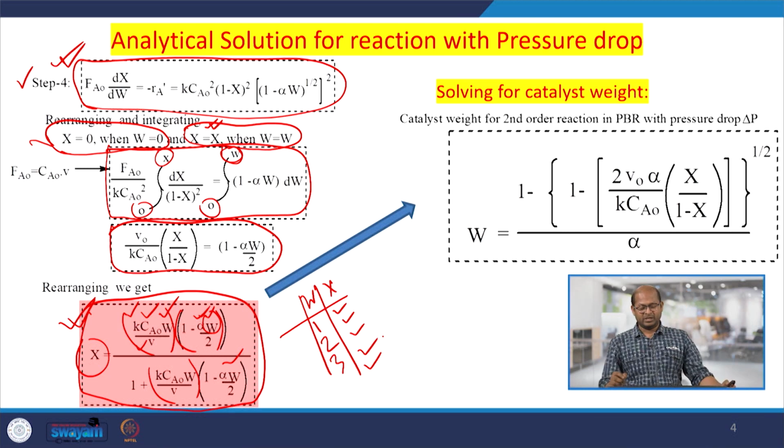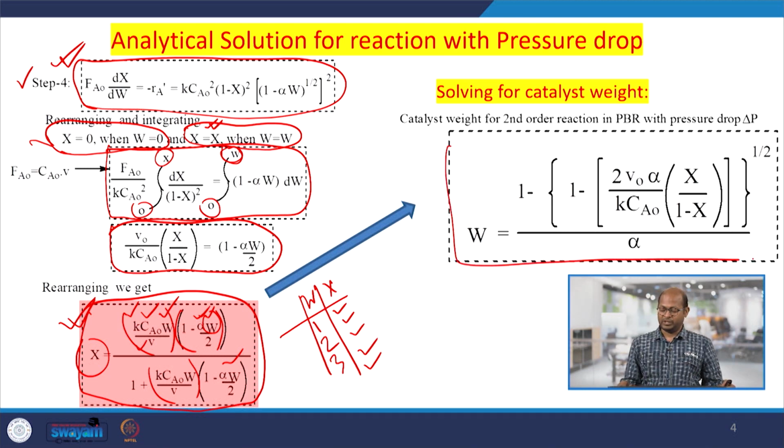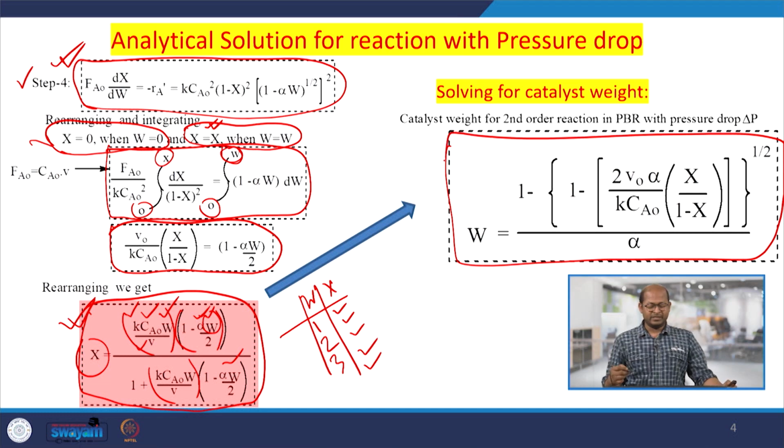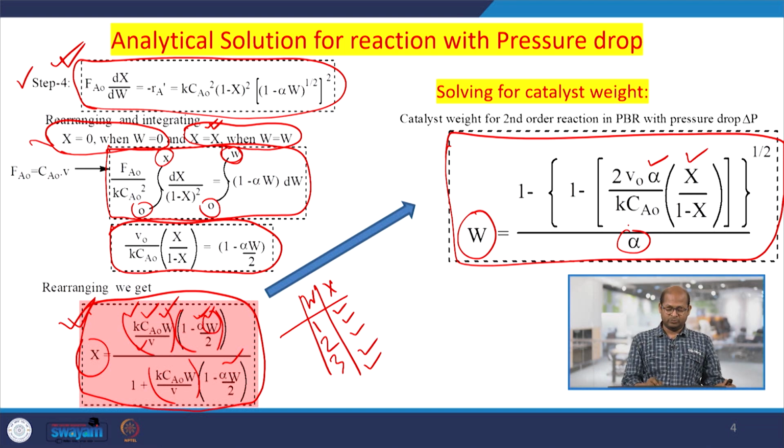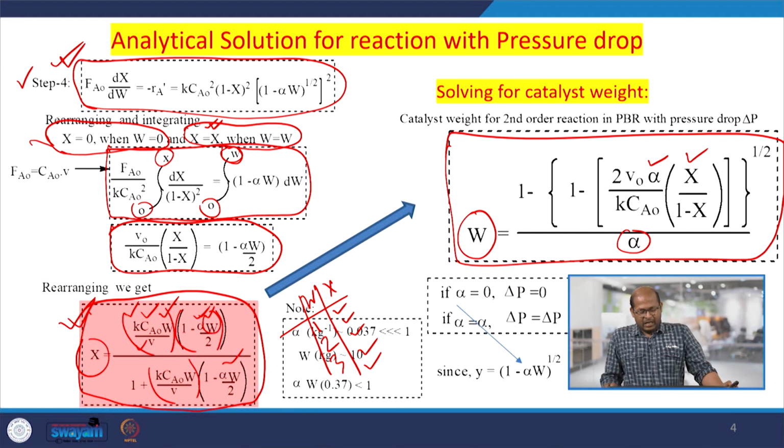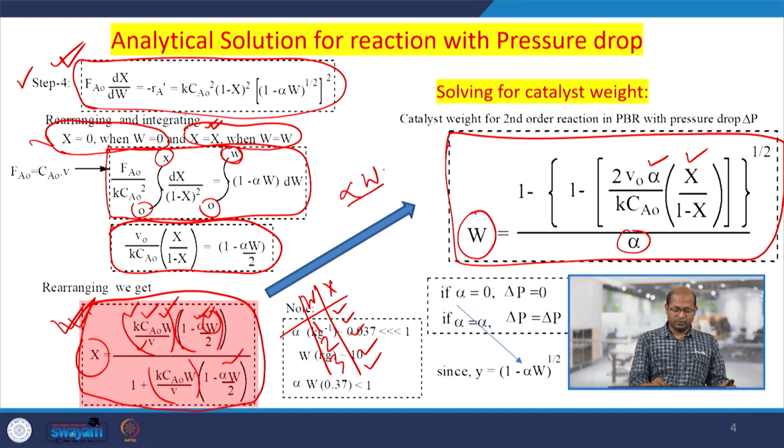We can rearrange these equations this way also. The same equation is rearranged so that on the left hand side we put the catalyst weight and on the right hand side we put the conversion. If you know the alpha value and other parameters, both equations are the same, but expressed in a different format. Now see in this particular equation, there are two parameters, one is alpha and another is W. The product of these you have to put inside this equation.